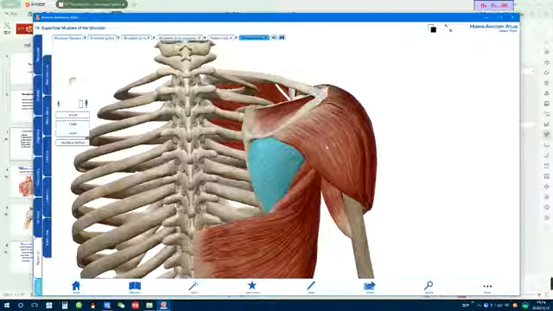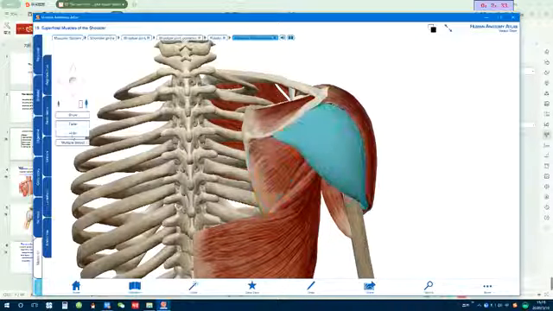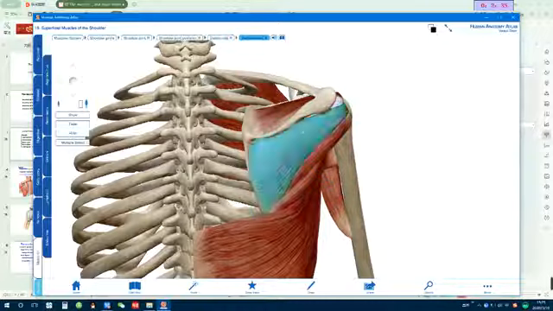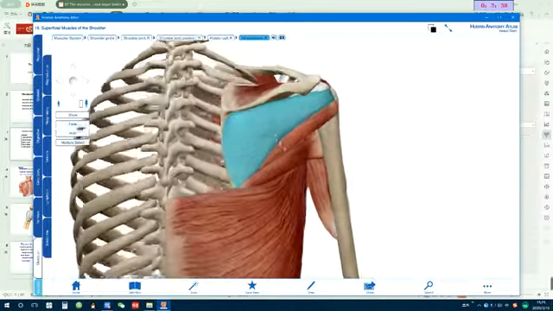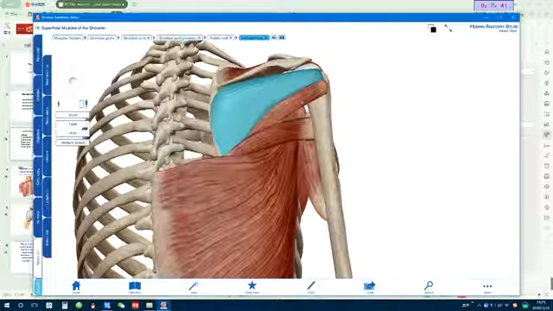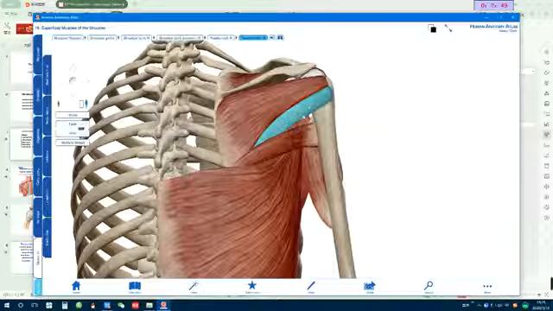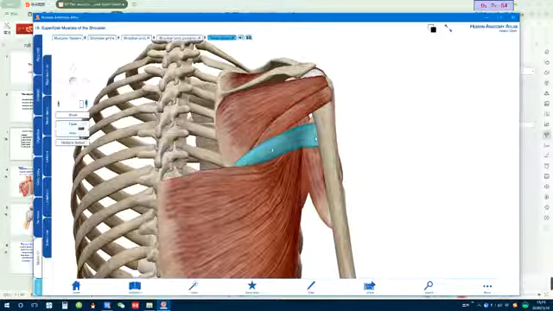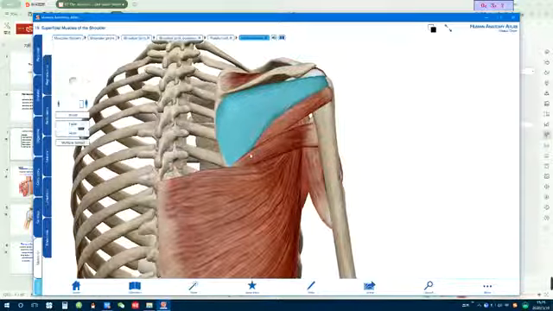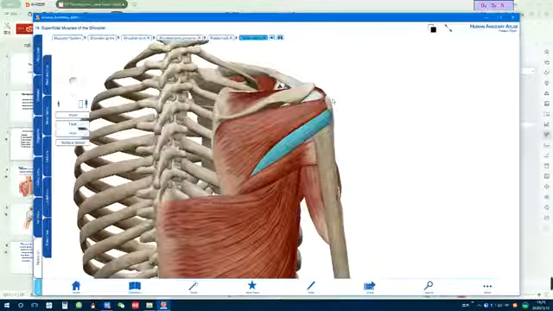Okay, now I'll hide the deltoid. You can see infraspinatus. Now let's see, under the infraspinatus, there is another muscle. This one is teres minor. And under the teres minor, there is a bigger one, teres major. All three of these muscles come from the back of the scapula, then go laterally and end on the humerus. Okay.